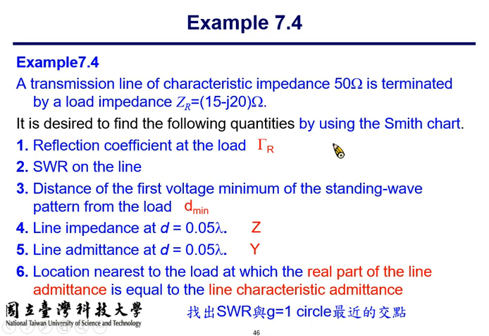This circle is referred to as the SWR circle, and find the intersection of the SWR circle with the real axis on the right-hand side. That will be your SWR number. Okay? As you can see, on this real axis, the label goes from 1 to 2, 3, 4, 5, and so on, all the way up to infinity.